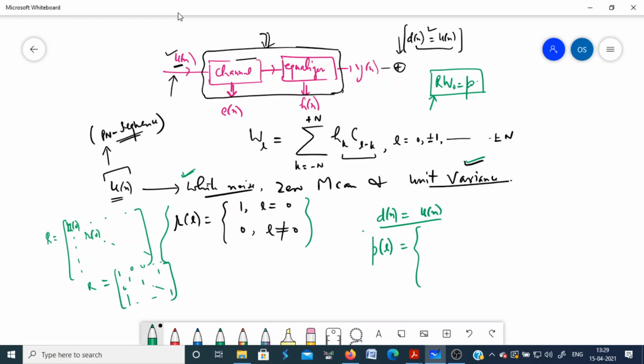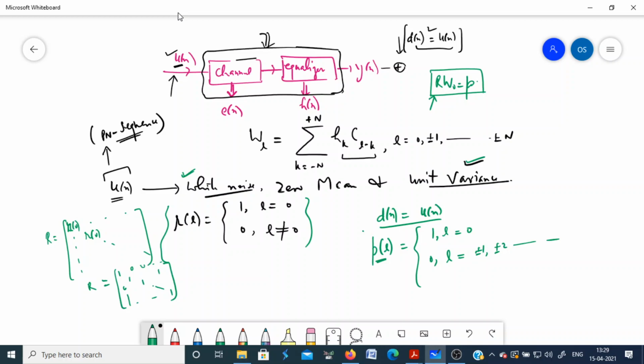Similarly, you have to find the cross-correlation matrix between dn and un. Now since dn is equal to un, if you find the correlation between these two at any lag L, this is equal to the autocorrelation of un, isn't it? So P(L) will be the same again: 1 for L equal to 0 and 0 for L equal to plus minus 1, plus minus 2, and so on. For other lags, this correlation is again 0.